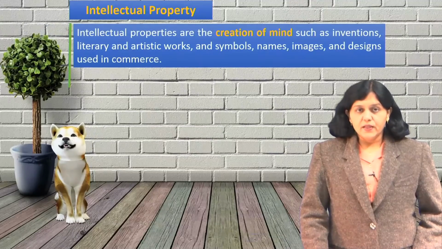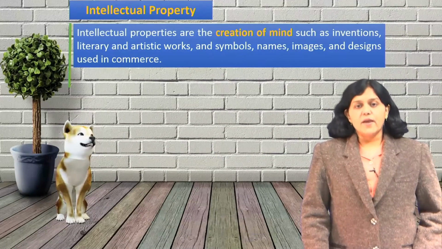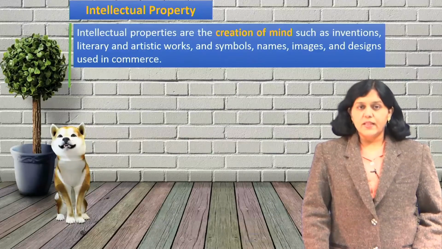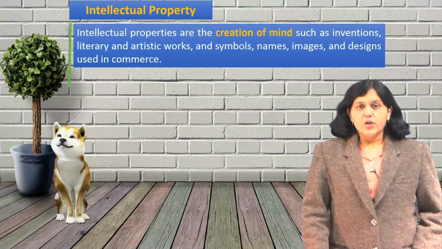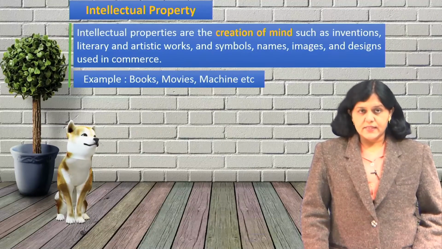Intellectual property is a type of intangible property. So, how can we define intellectual property? Intellectual property is a type of intangible property and is defined as a creation of human intellect. Intellectual property is a result of the effort of the intellect of humans. IP, or intellectual properties, are the creation of mind such as inventions, literary and artistic works, and symbols, names, images and designs used in commerce. For example, movies, books, etc.